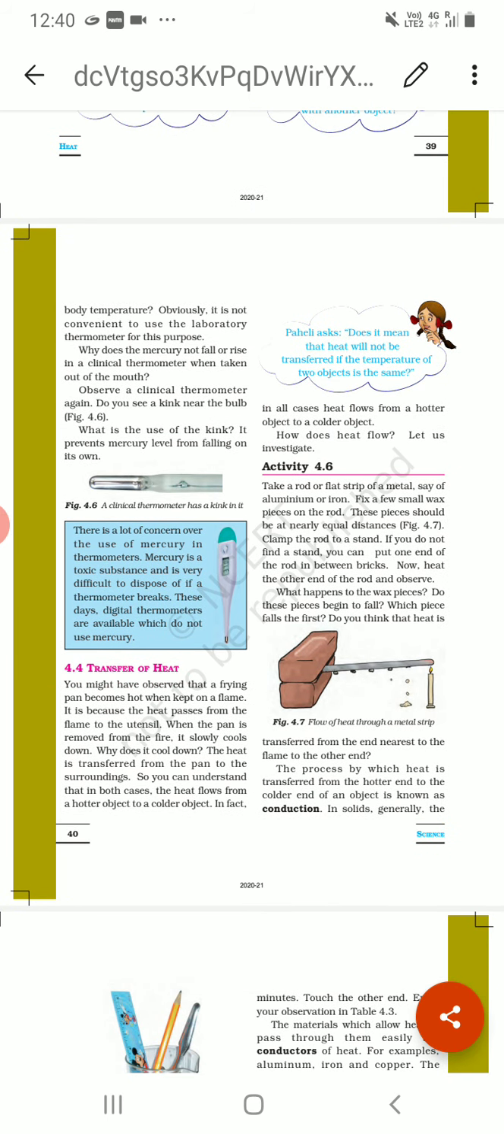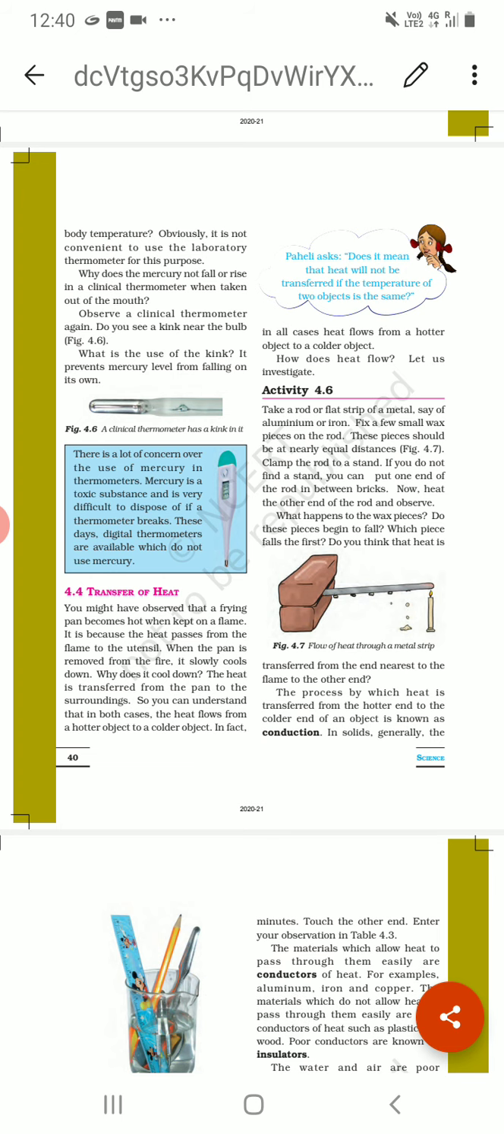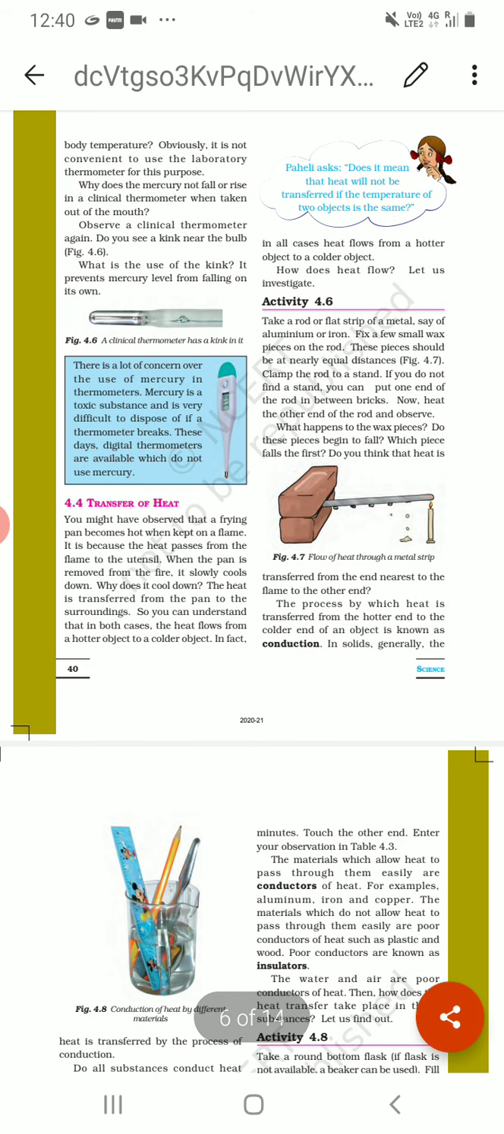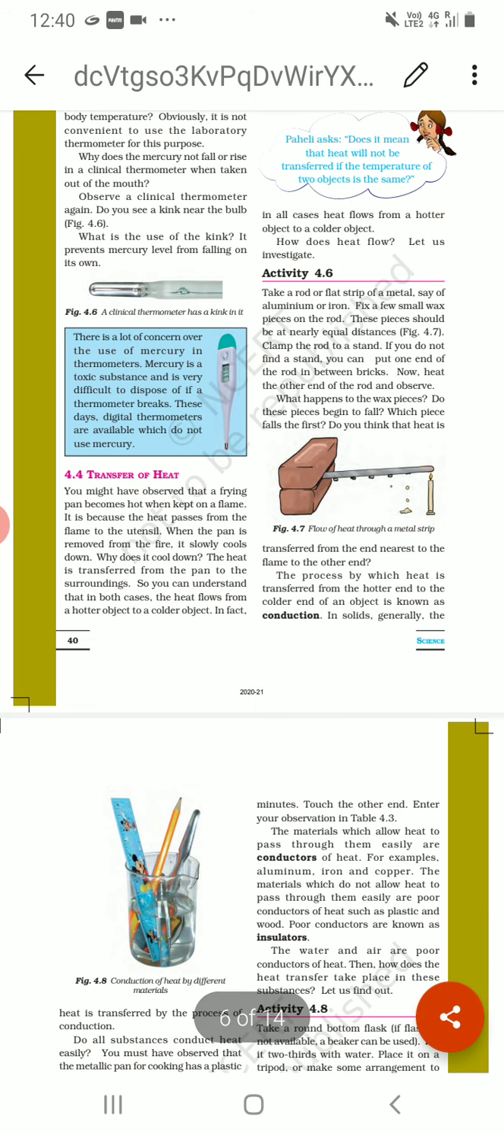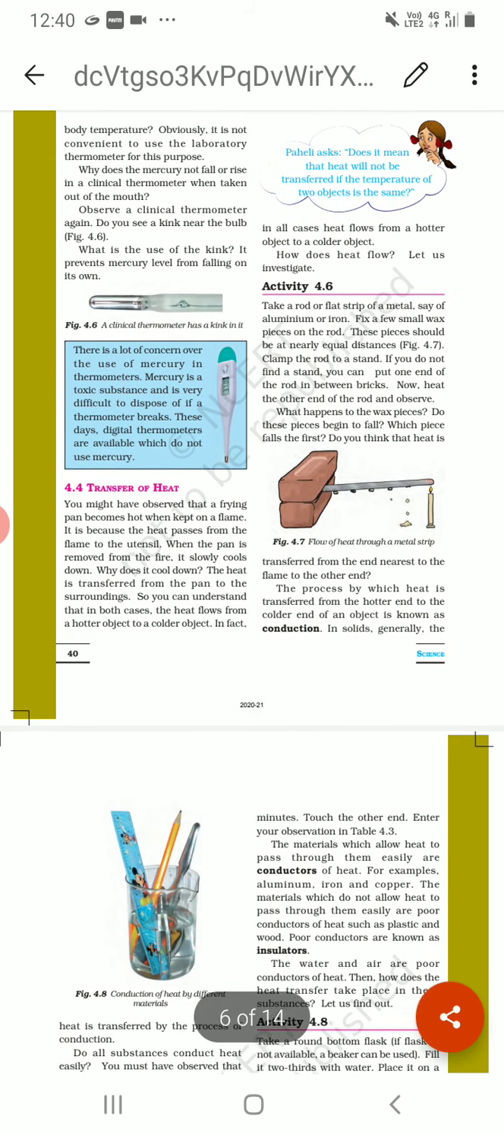Transfer of heat. You might have observed that a frying pan becomes hot when kept on a flame. It is because the heat passes from the flame to the utensil. Okay, when the pan is removed from the fire, it slowly cools down. Why does it cool down? Because the heat is transferred from the pan to the surroundings. So you can understand that in both cases the heat flows from a hotter object to a colder object. In fact, in all cases, heat flows from a hotter object to a colder object. Okay.